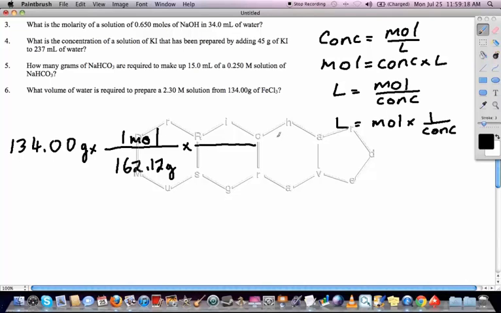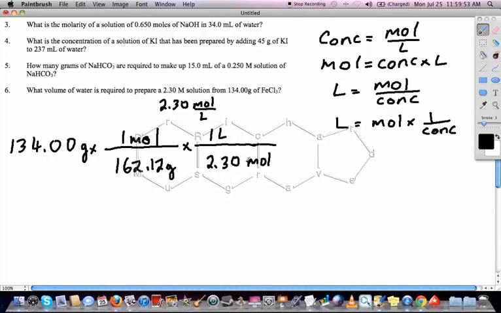Now we need 1 over concentration. This is a little bit tricky because we've got 2.30 molar, which is 2.30 moles per litre. The other way of looking at this though, if we're taking the moles and dividing by the concentration, we're essentially multiplying by the inverse of this, which is 1 litre over 2.30 moles.